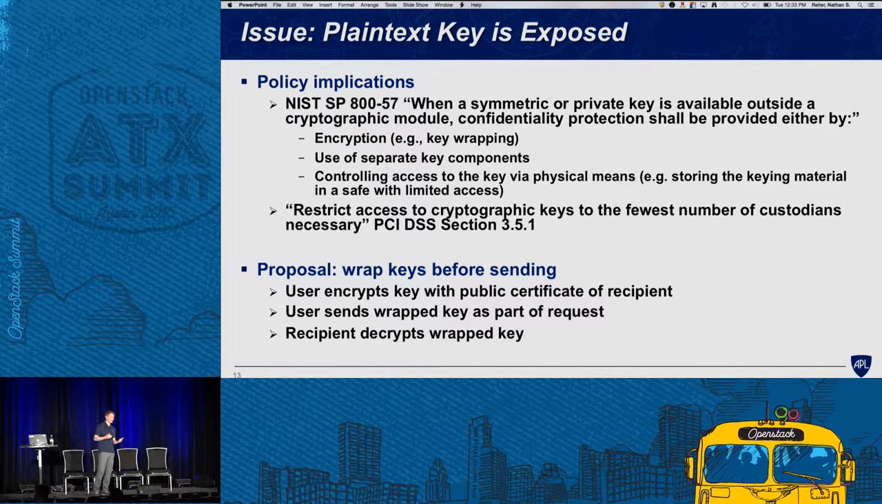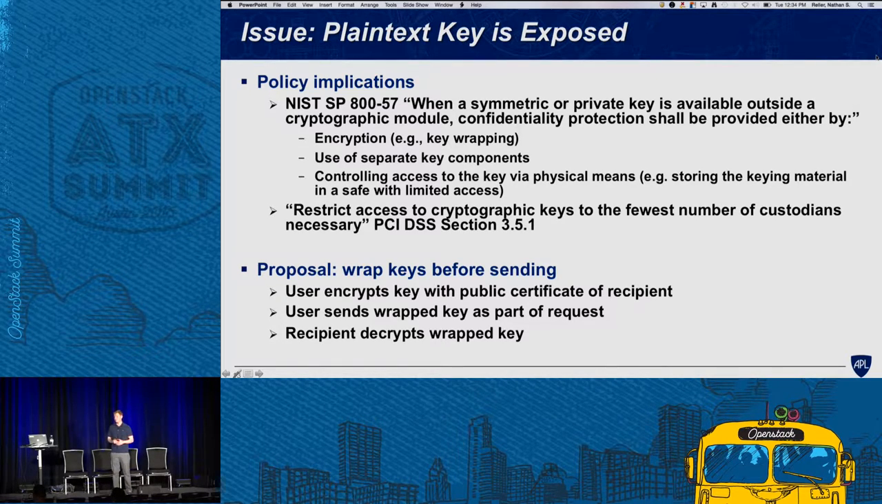You can make the argument, yes, I have a TLS tunnel, and the key will be wrapped as I'm transmitting it. But once that key is received by services like Horizon and Compute Controller, which don't need to see them, that key is going to be in plain text in their memory space before they forward it on. So you're kind of breaking the second one, which is you want to restrict that key access to the least number of key custodians.